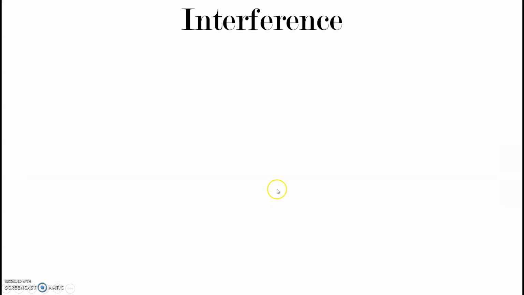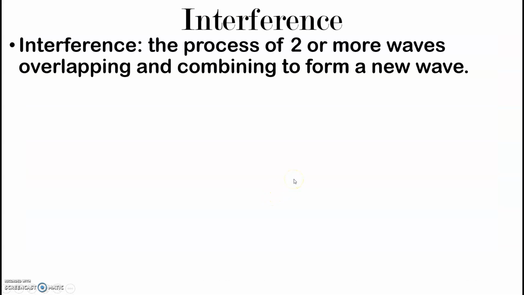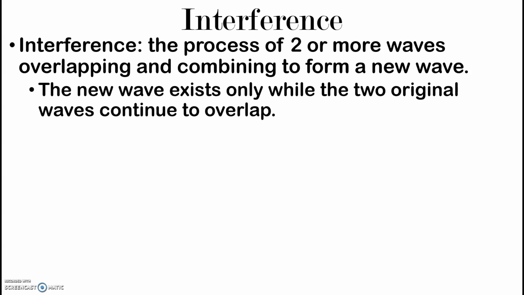All right, interference. The next thing we talk about is interference. Interference is the process of two or more waves overlapping and combining to form a new wave. Interference is really cool, and this explains how things happen with, say, noise-canceling headphones, as well as concert halls, opera houses, and theaters, and how they use acoustics to amplify the speaking voice.